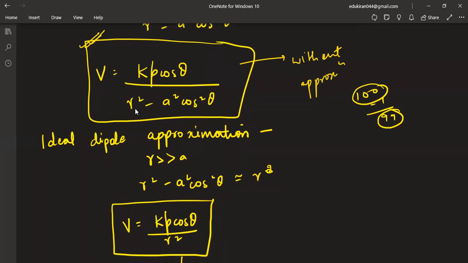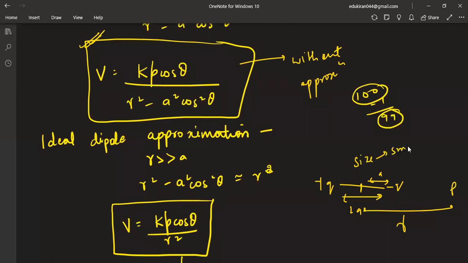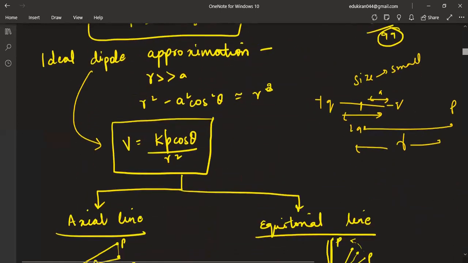So questions have come which involve your R and A. So you just have to check, suppose plus Q is there, minus Q is there. The separation between them is taken as 2A. This part is taken as A. Whereas this separation from the center to the point of calculation is taken as R. So if you see a very huge difference, that the dipole size is very small, and this separation is increasing, then only jump to your ideal dipole approximation and use V is equal to Kp cos theta by R square.